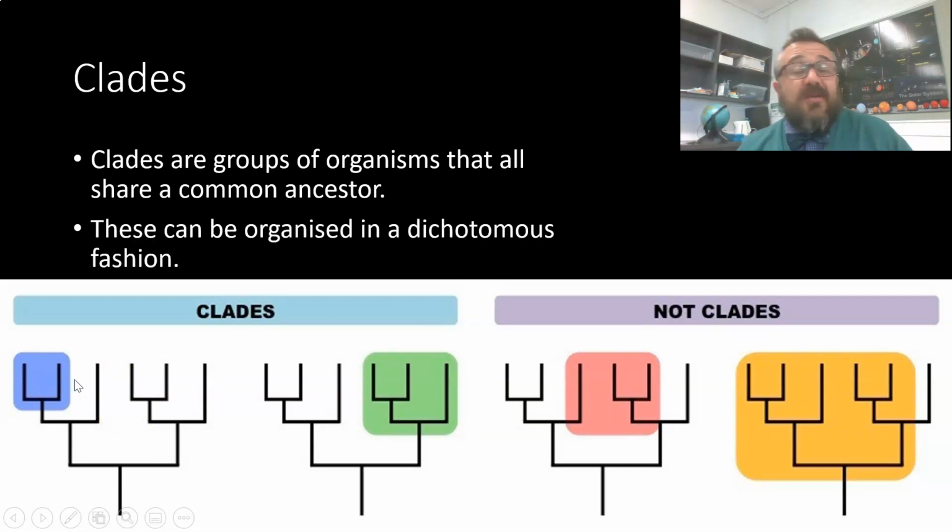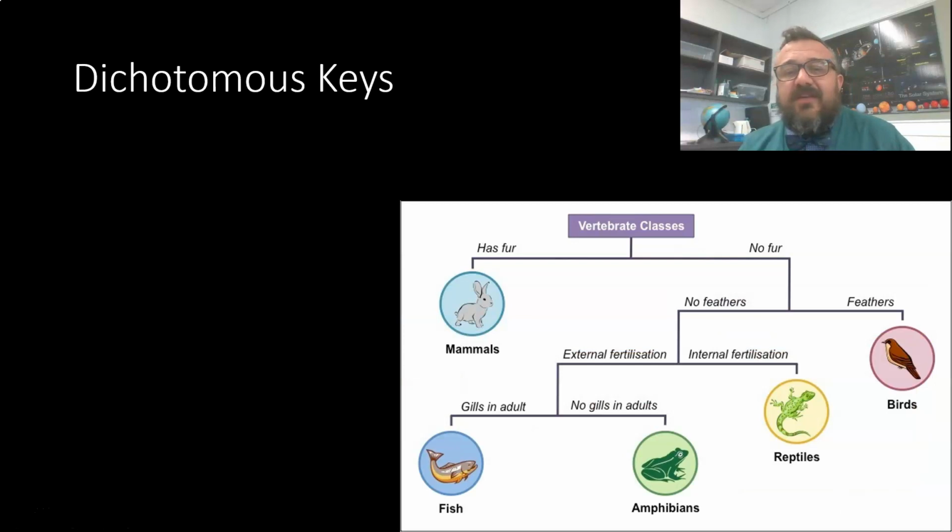And these can be organized in a dichotomous fashion, which means you start here, very large group, which splits into two, di meaning two, and then here, this group splits into two based on a question, then this group splits into two until you get to the individual types of organism. So a dichotomous key.